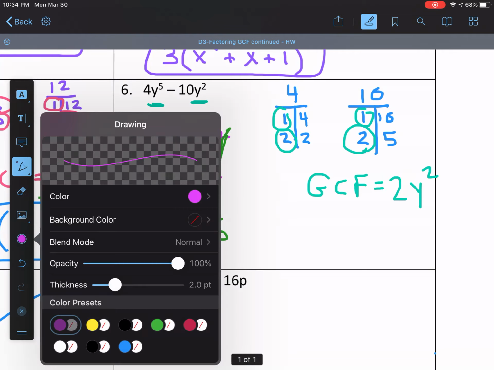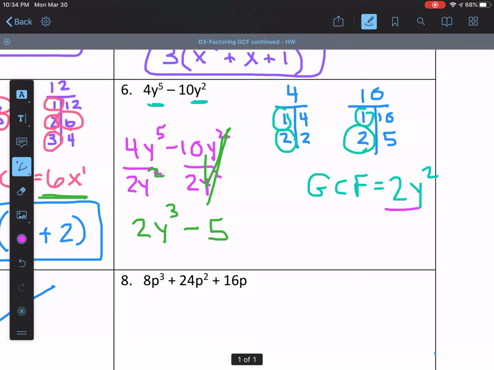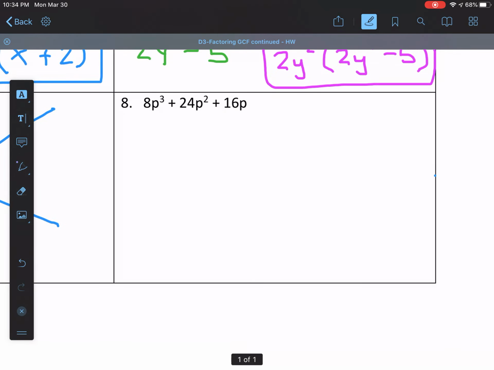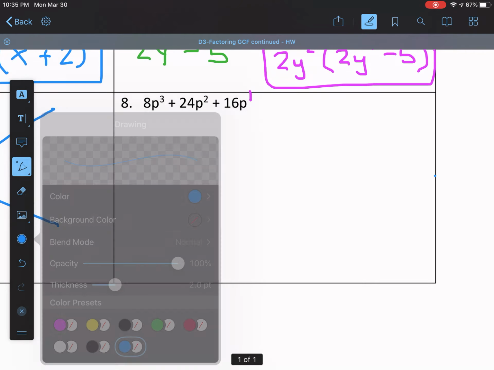Okay? And now to write our final answer, we just put our GCF, so the 2y squared, and then in parentheses, 2y cubed minus 5. Okay? All right, last one. Okay, so we've got 8p cubed plus 24p squared plus 16p. So I'm just going to add on my invisible 1 as my exponent. And now let's list all of our factors.